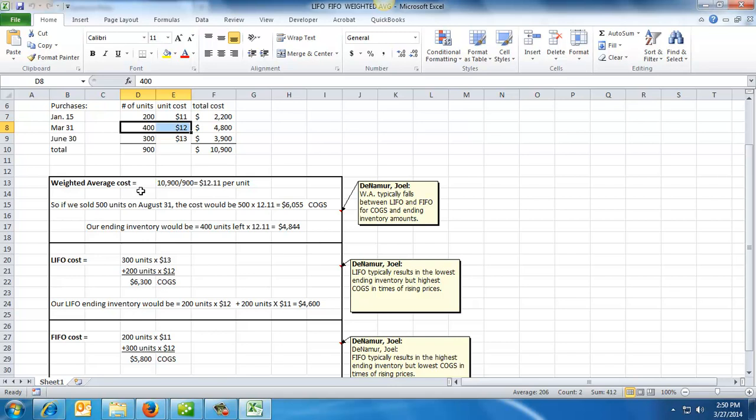Our ending inventory for LIFO then would consist of the 200 remaining units at $12 a piece plus 200 units at $11 a piece, or $4,600.